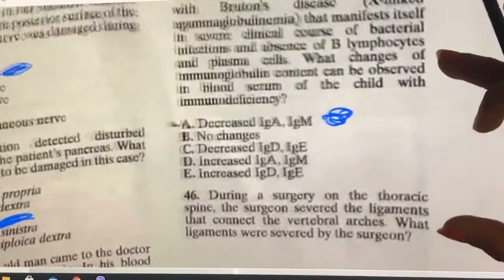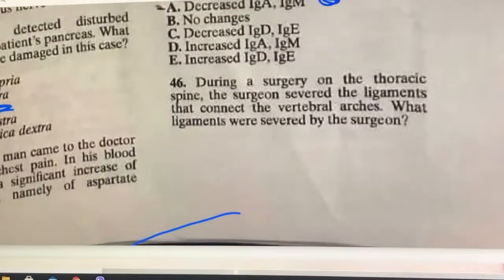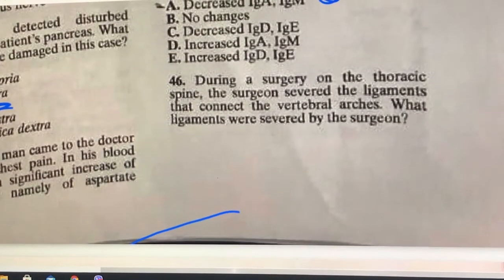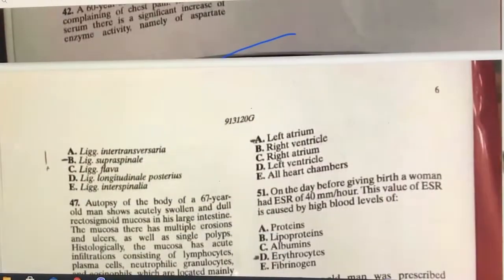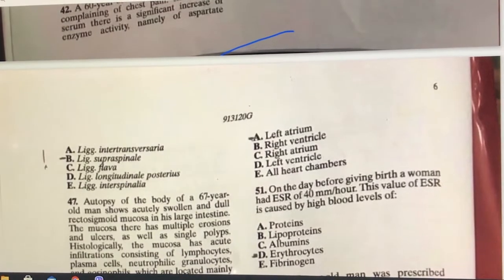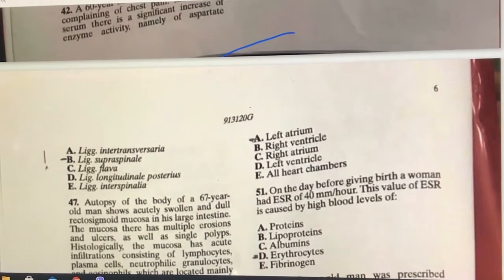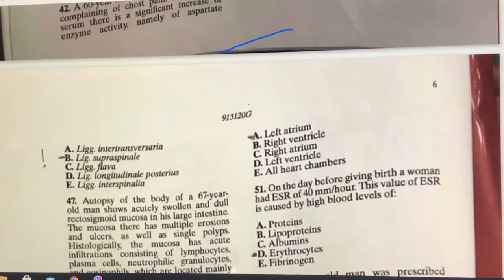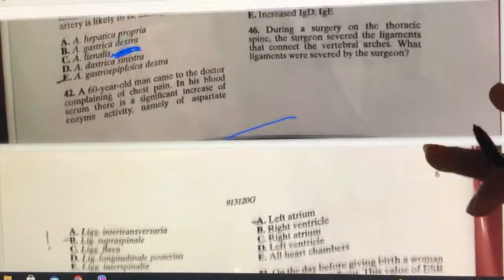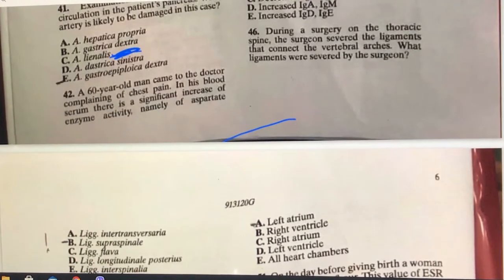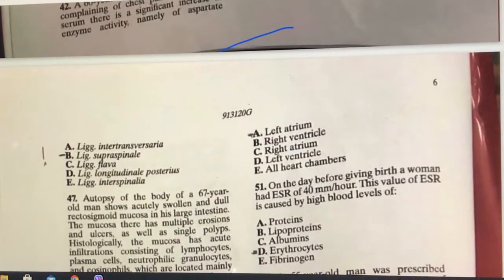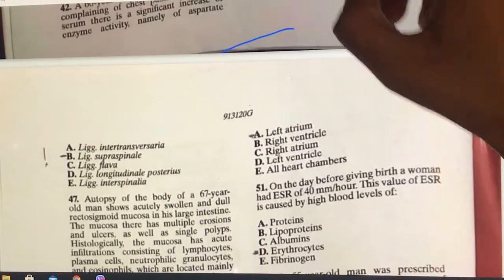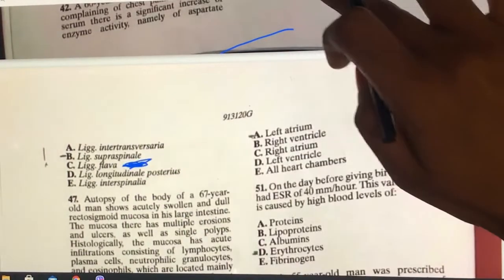Question number 46. During a surgery on the thoracic spine, the surgeon severed the ligaments that connect the vertebral arches. What ligament was severed by the surgeon? So you can see options: ligamentum intertransversarium, supraspinous ligament, ligamentum flavum, posterior longitudinal ligament, interspinous ligament. So focus on surgery on the thoracic spine and the ligament that connects the vertebral arches. The ligament that connects the vertebral arches is ligamentum flavum. Also, it is called the yellow ligament.